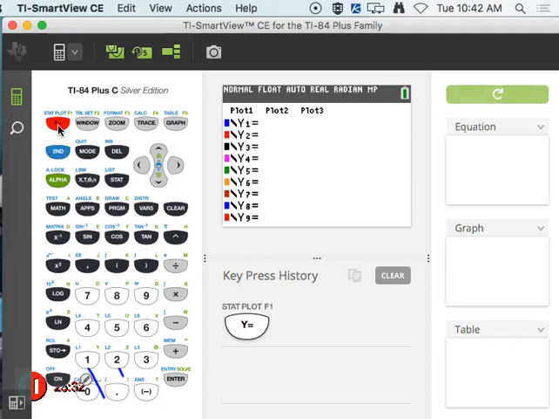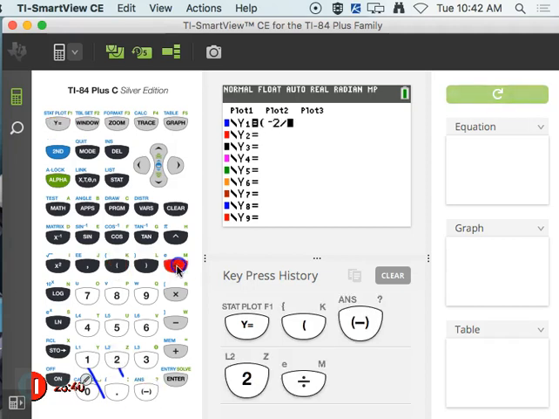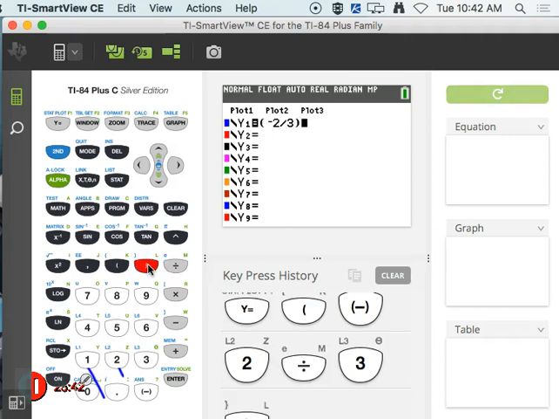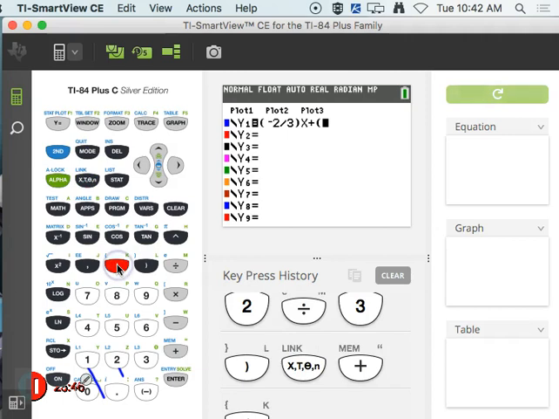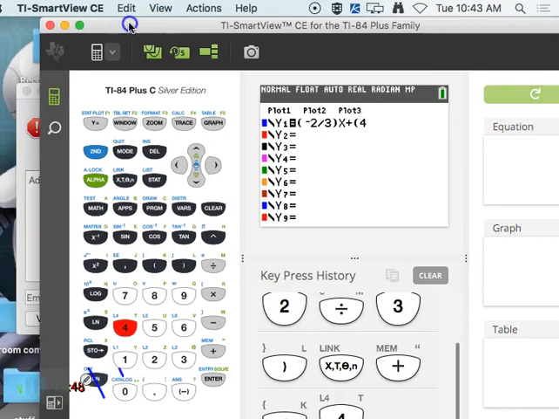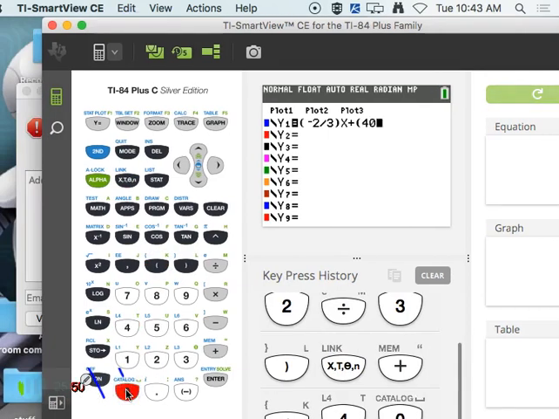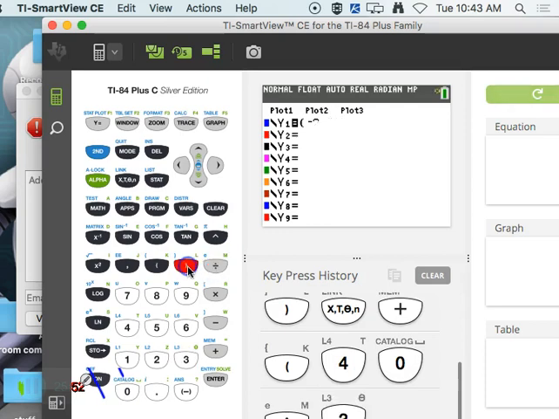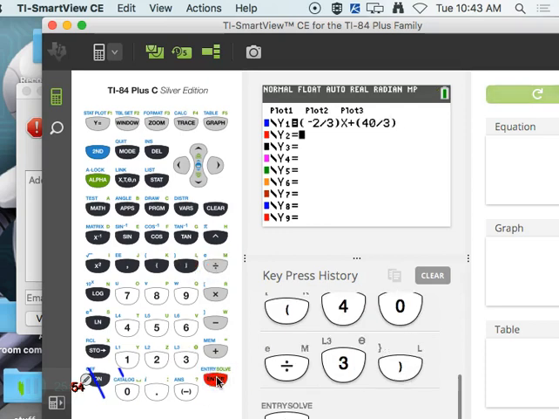And let's see, what was that first one? Parentheses, negative 2/3, x, and that was plus 40/3. All right, so there's my first line, and the second was negative x plus 15. That was easy to solve for y.